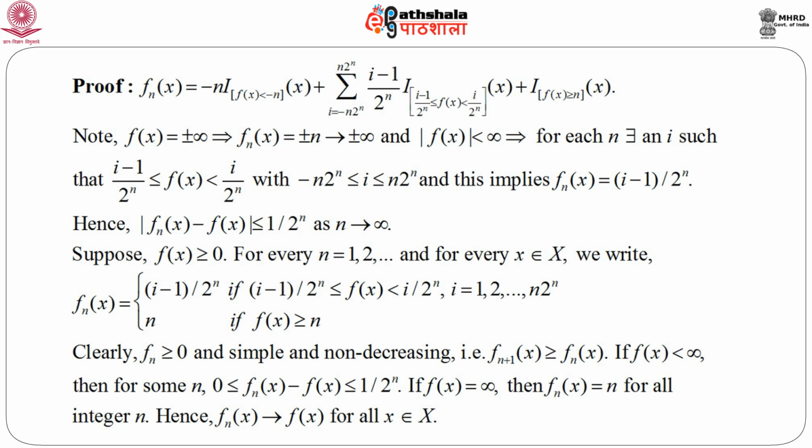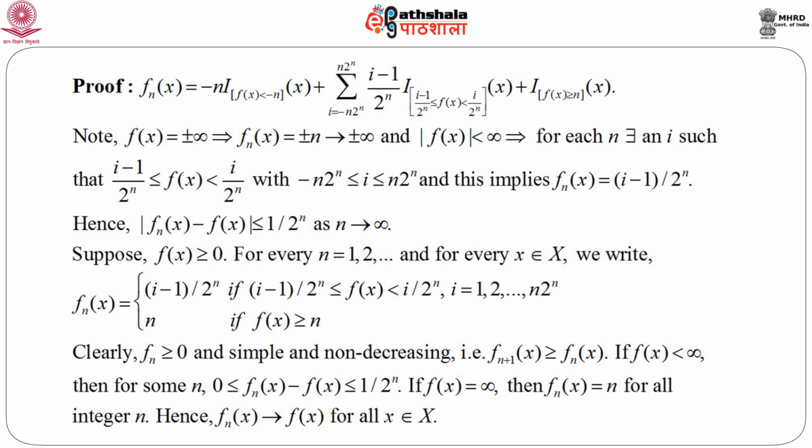Now, consider the second part, that is, put a restriction on f(x), that f(x) is non-negative. Then for every n equals 1, 2 and so on, and for every small x belonging to capital X, we can consider the positive part from this original definition of f_n(x). That means, f_n(x) we now define as (i minus 1) by 2 to the power n, if (i minus 1) by 2 to the power n is less than or equal to f(x) less than i by 2 to the power n, for i equals 1, 2 up to n into 2 to the power n, or n if f(x) is greater than or equal to n.